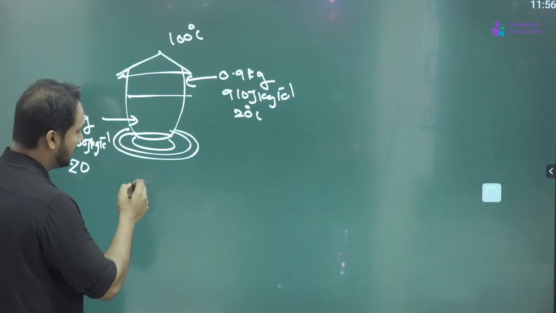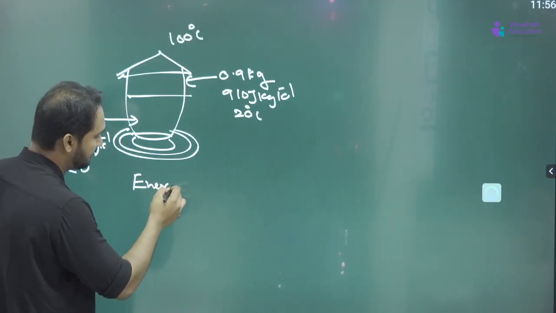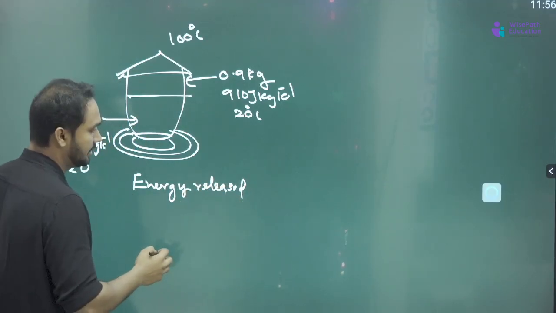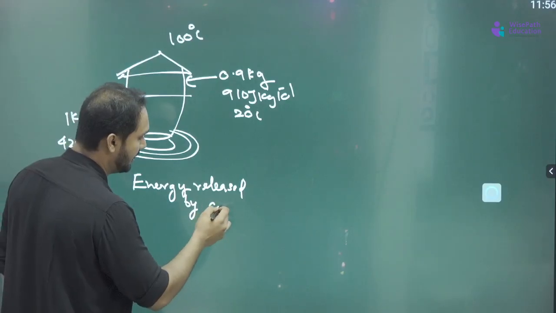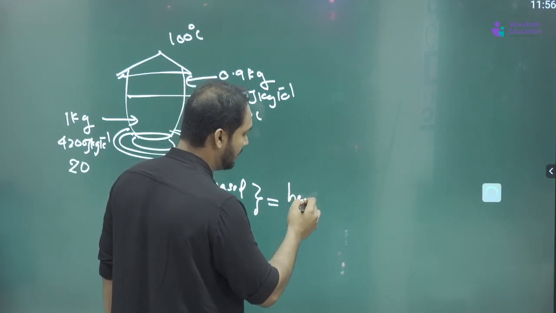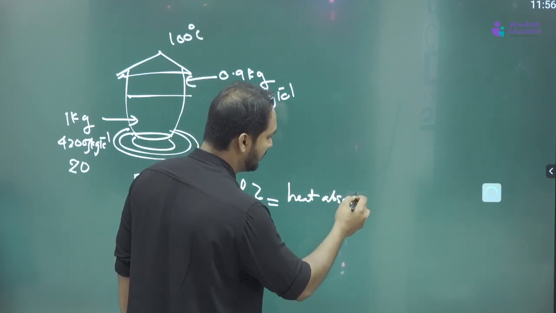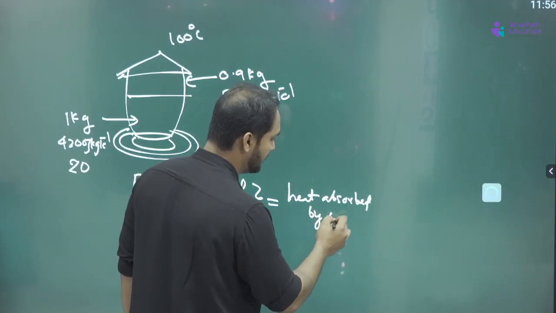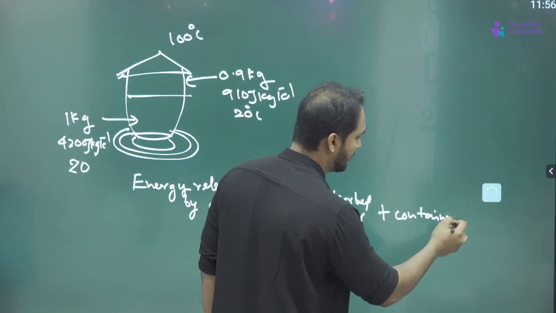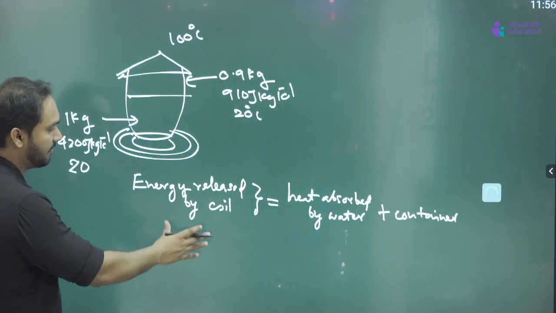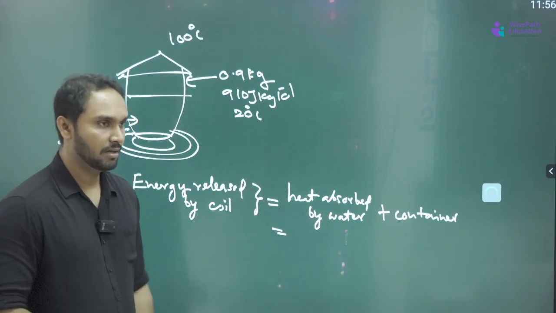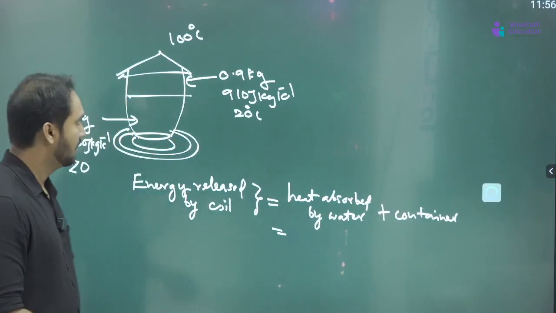So now the heat released by the coil, the heating coil, is equal to the heat absorbed by water plus the container or the kettle. This is the whole formula. Now you have to find the energy released by the coil. That will be mcθ of the container plus mcθ of the water. Now what is mcθ of the water?